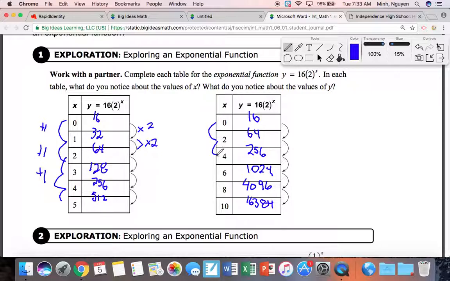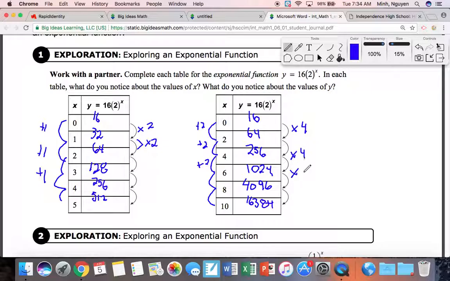0 to 2, 2 to 4, 4 to 6, 6 to 8, 8 to 10. Here, you're also just increasing constantly by 2. 16 to 64, this one might take a little bit longer. So I'll give you another few seconds. And the answer is that 16 to 64, 64 to 256, 256 to 1,024, 1,024 to 4096, is that you're multiplying not by 2, but by 4.